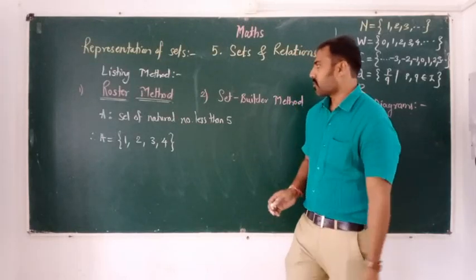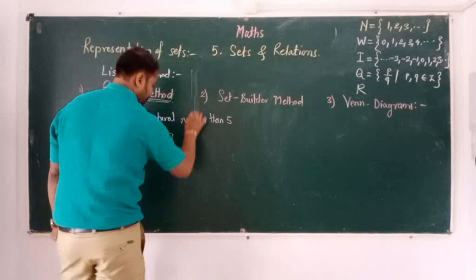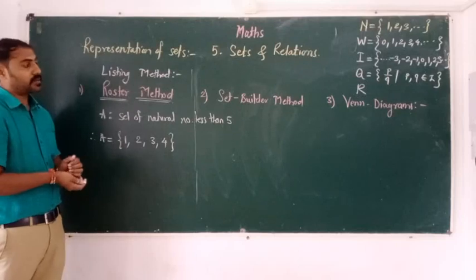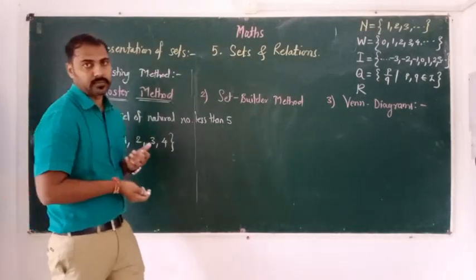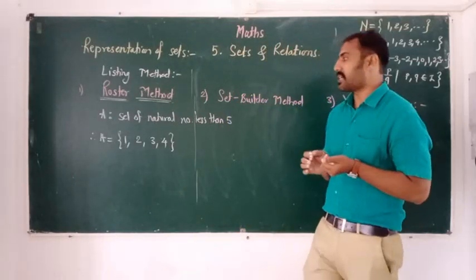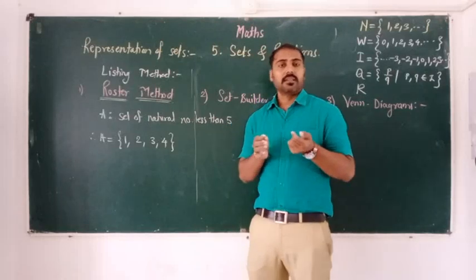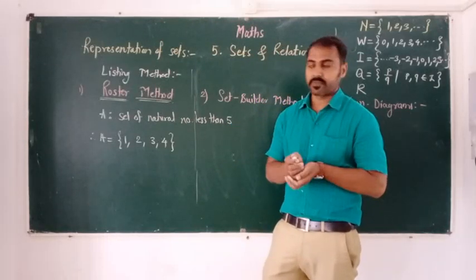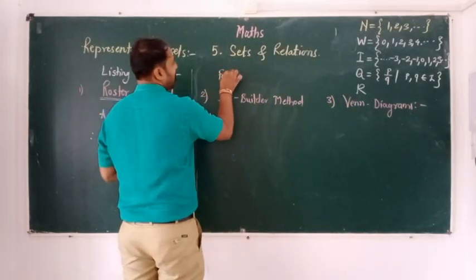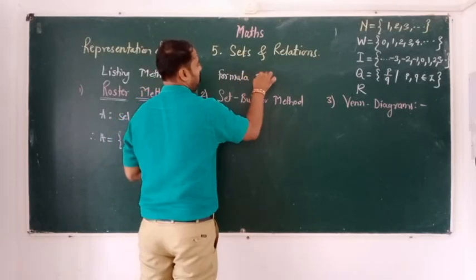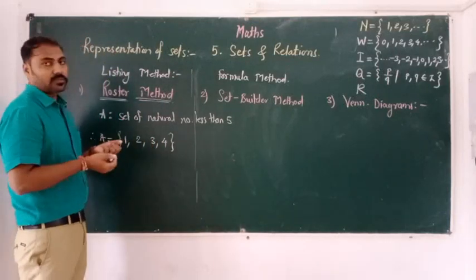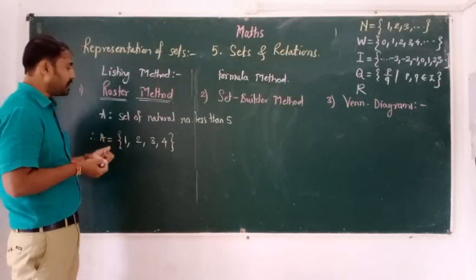Okay, now in set builder method, we build up a formula. And from that formula, all the elements are uniquely represented. Set builder method is also called the formula method. In this method, we use a formula to represent this set.